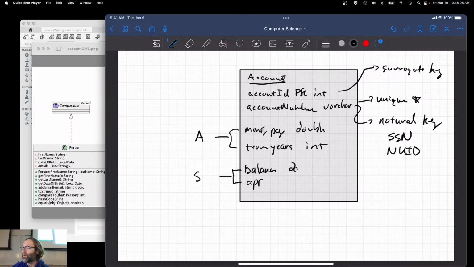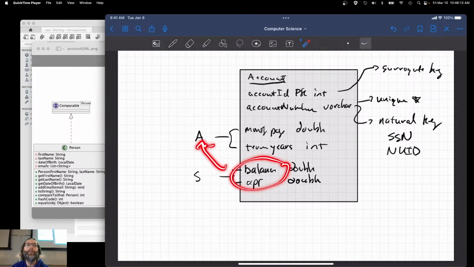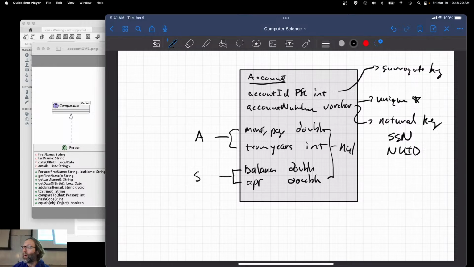And both of these are doubles. Double and double. Are these two relevant for an annuity? No. Are these two relevant for a savings account? No. So probably I'm going to allow these to be nullable, so that for one type of account, these will be missing data.